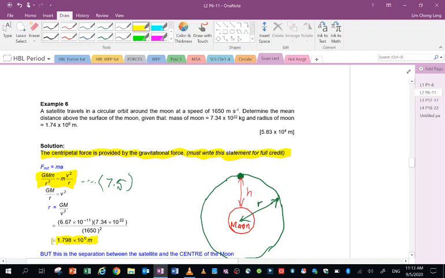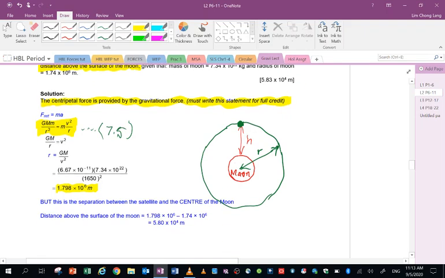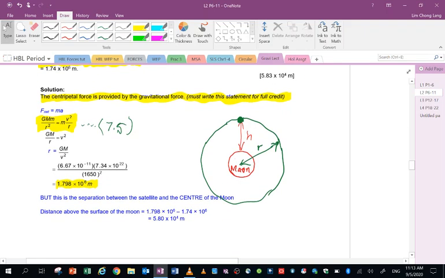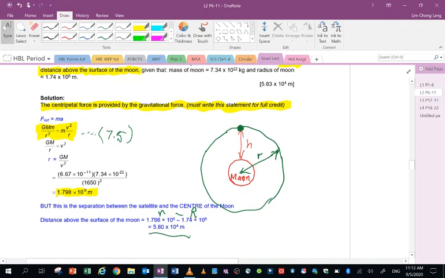And if you want the mean distance above the surface of the Moon, you are actually calculating the height. So you have to take the radius r minus the radius of the Moon. One is the radius of the Moon, the other is the radius of orbit. So that's how you get the answer. Pause the video and try to understand the working.